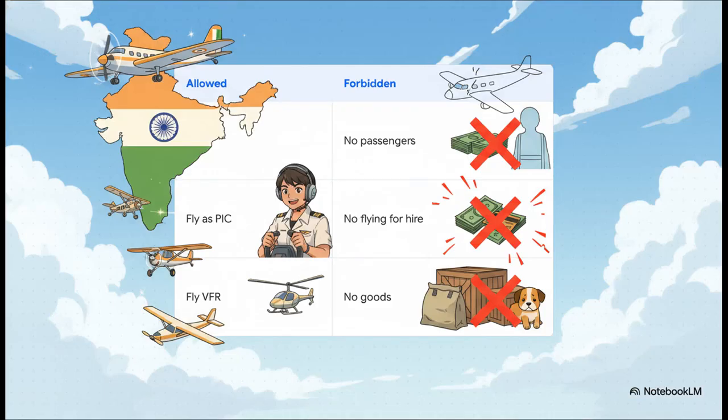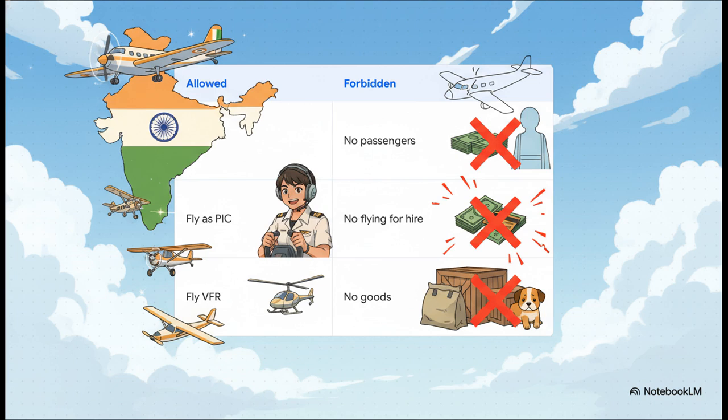So, you finally have the license in hand. What power does it actually give you? Well, you're permitted to fly within Indian territory, act as pilot in command, and fly aeroplanes, helicopters, gliders, or light sport aircraft that are entered in your rating. But the prohibitions, they are strict.